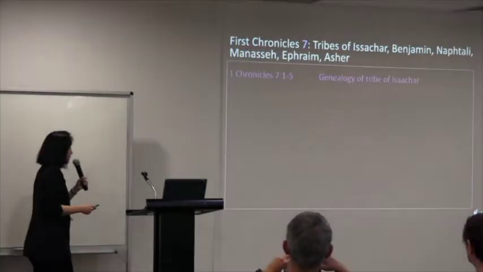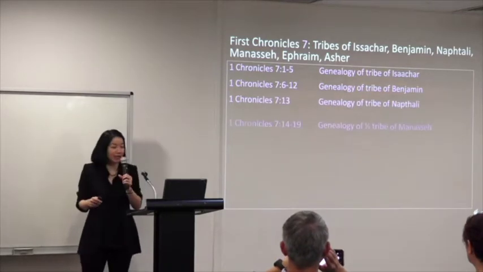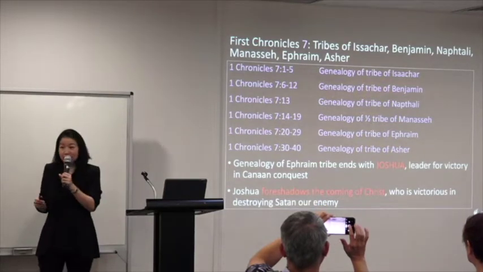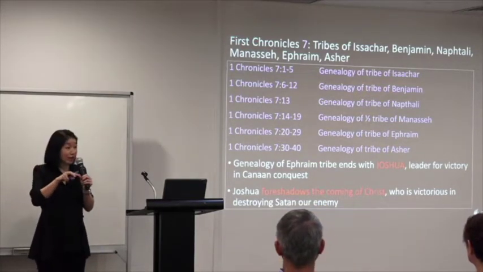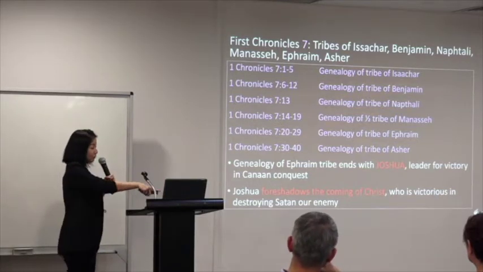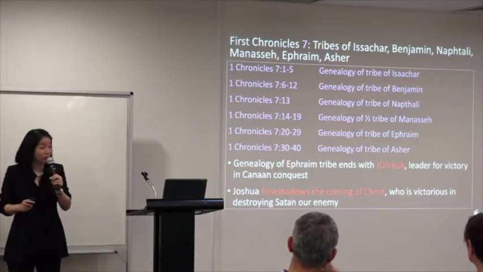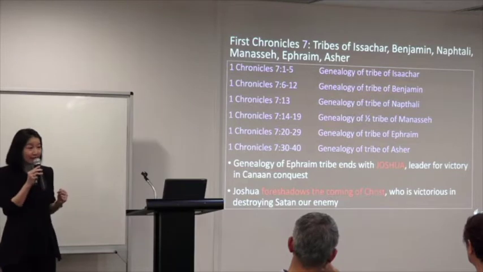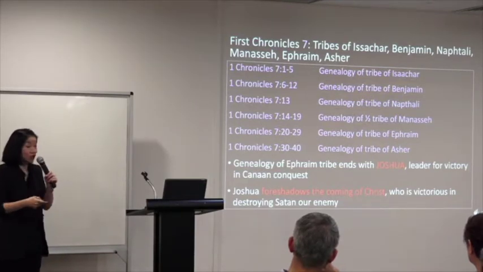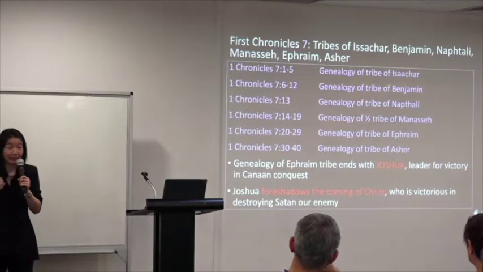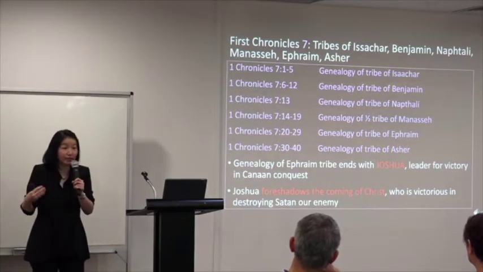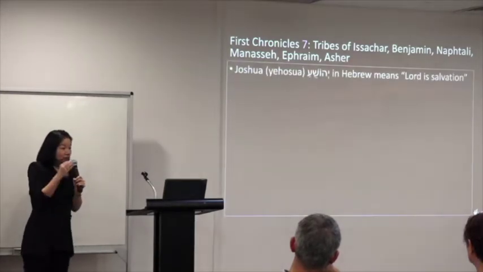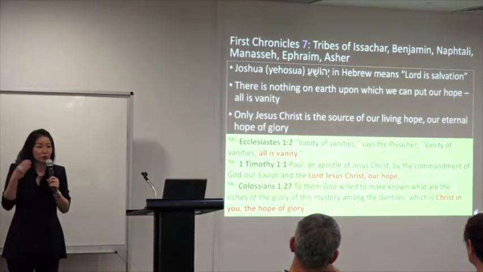Now, chapter 7: Issachar, Benjamin, Naphtali, Manasseh, Ephraim, Asher. Whole slew of tribes. What is important is Ephraim from Joseph. Joseph had two sons, right? Ephraim and Manasseh. The Ephraim tribe ends with Joshua in 1 Chronicles chapter 7. And he is a victorious leader bringing the Jews into the promised land. He actually foreshadows Jesus Christ, our victorious leader, in defeating Satan, our enemy, by taking the cross and resurrecting from the dead. So everything in the Chronicles actually has a great bearing on your faith.